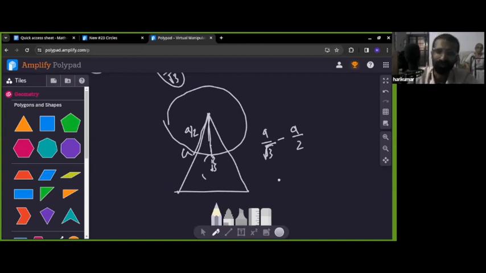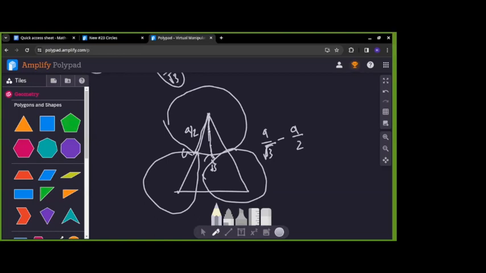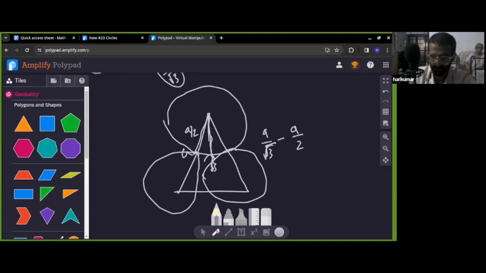Wait. I just want to see if... So I know this is true. This will come like this. How do I know that this thing will pass through the center of the circle? So I have a doubt.